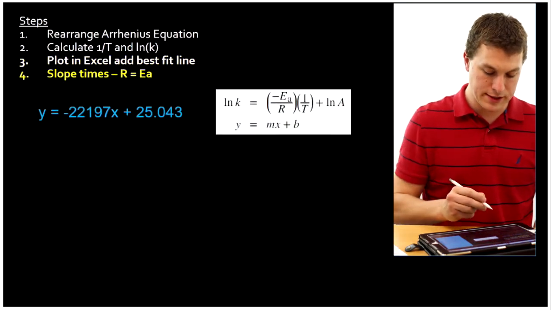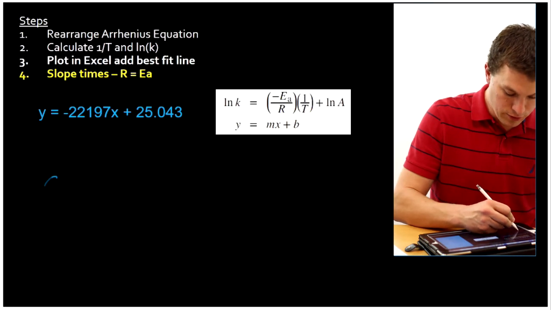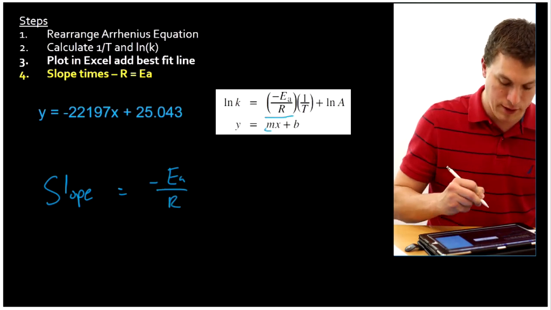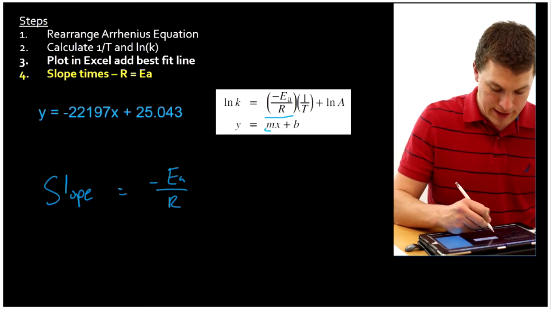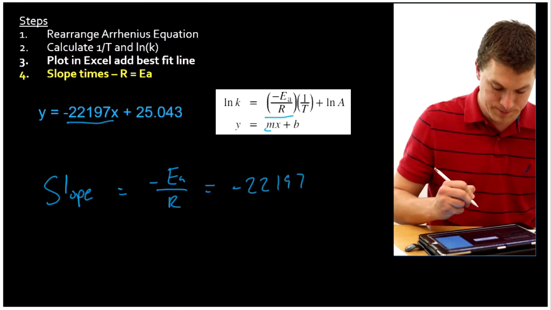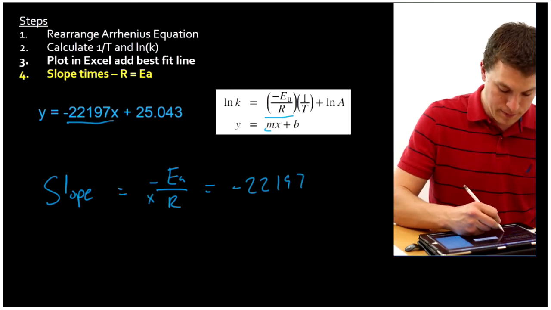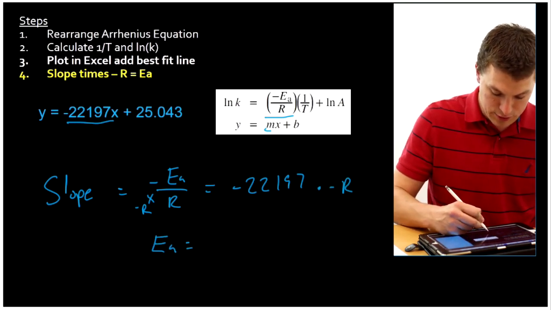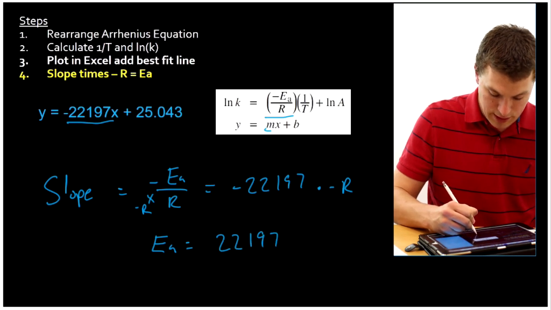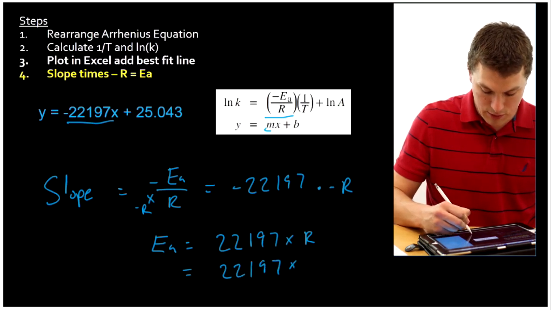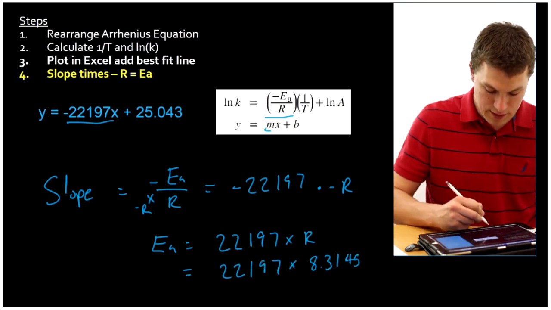So I know that my slope is equal to minus EA over R. That's this m, that guy right in front of our x. And that's also equal to, for my best fit line I know, negative 22,197. So all I've got to do is multiply both sides by negative R. And what I'm going to get is that my activation energy is equal to 22,197 times R. The negative signs cancel out. And when I plug in R, which is 8.3145, I'm going to get out my answer.